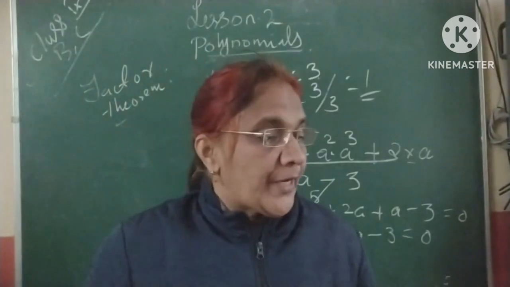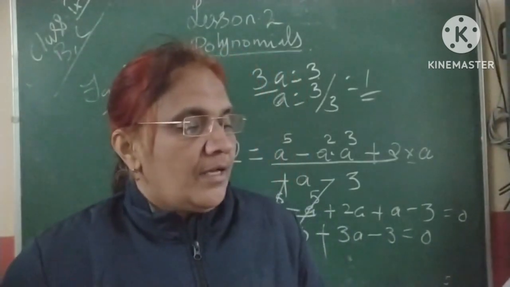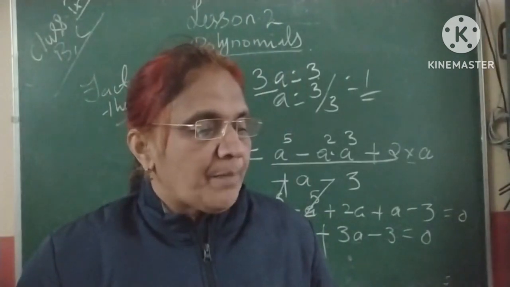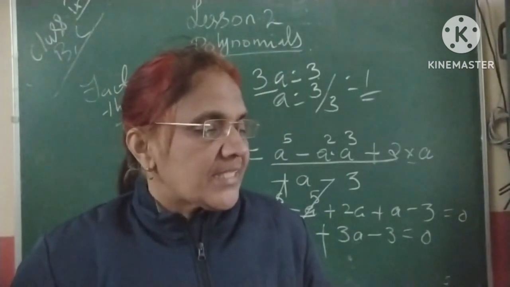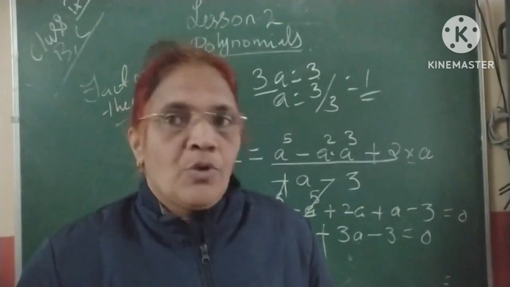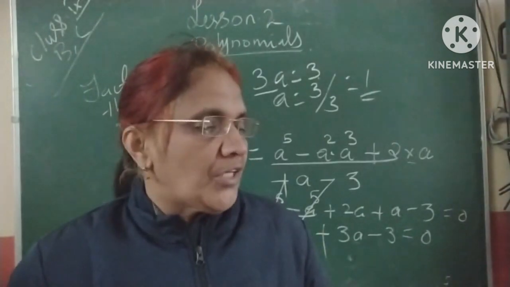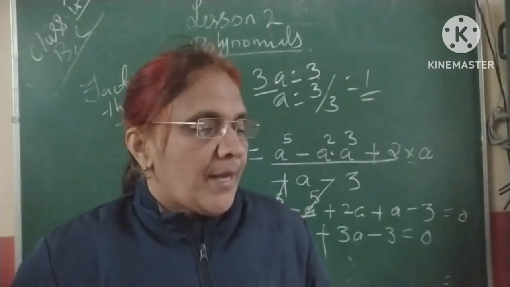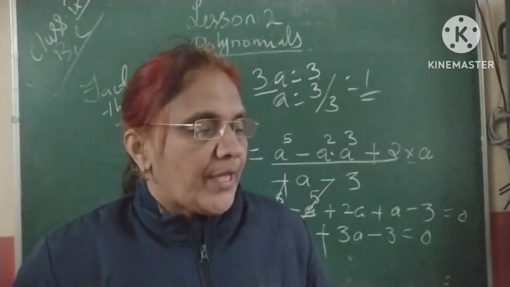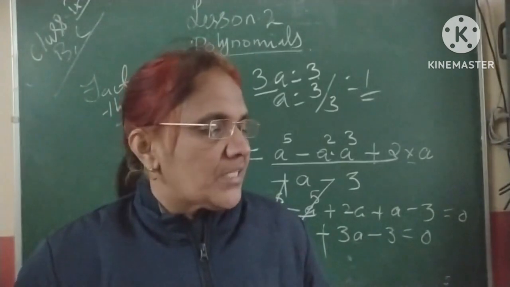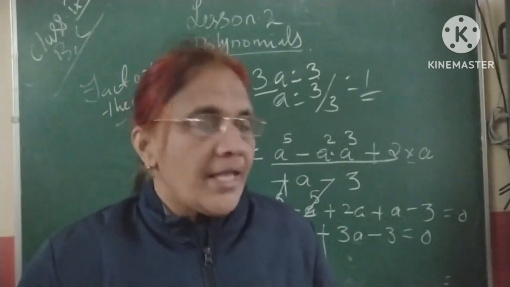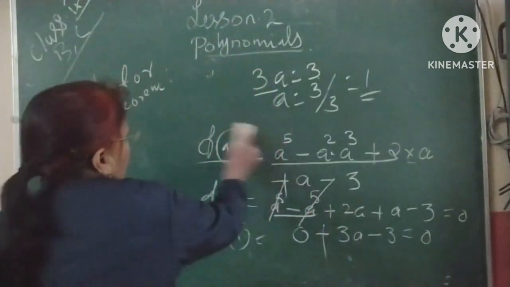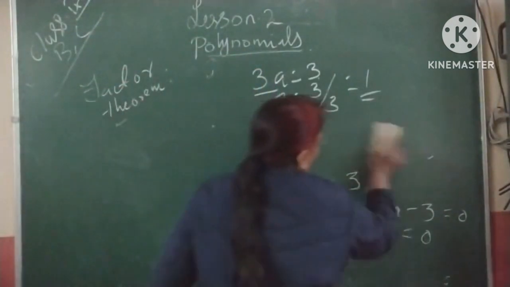For what value of k is the polynomial 2x to the power 4 plus 3x cube plus 2kx square plus 3x plus 6 exactly divisible by x plus 2? Here we have to find the k value.